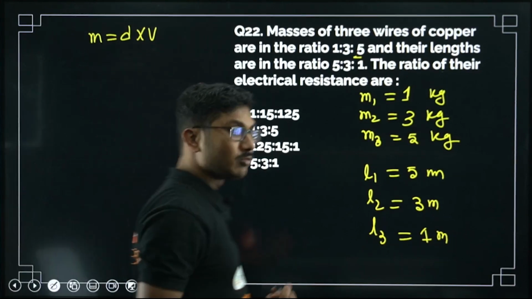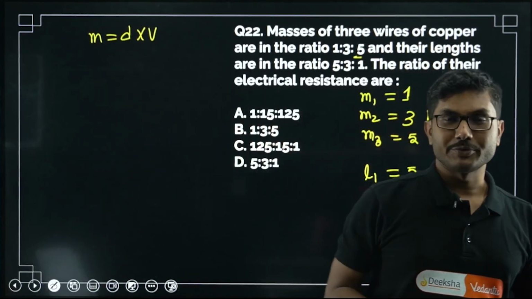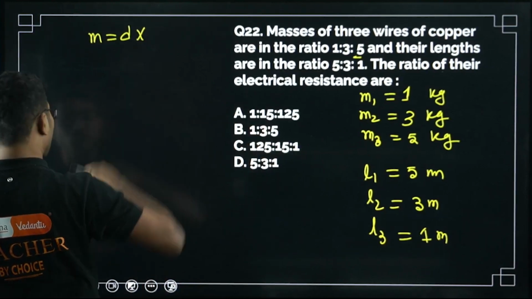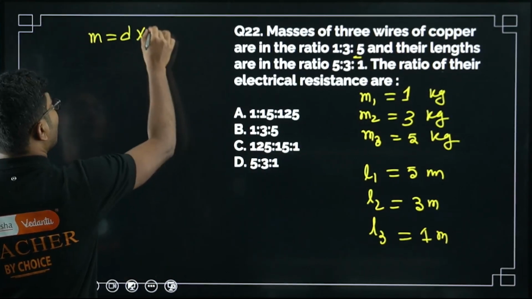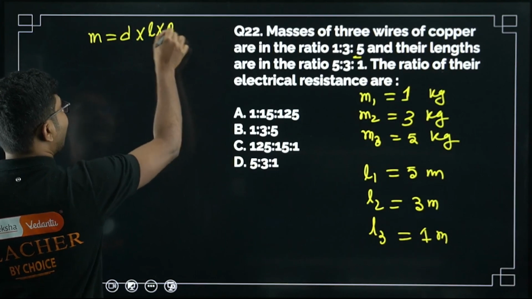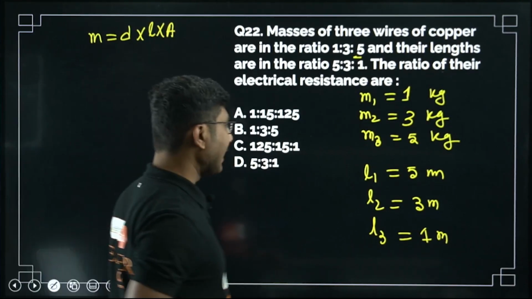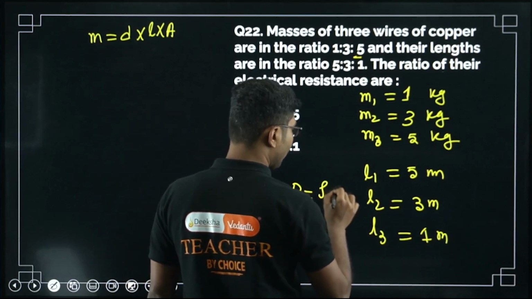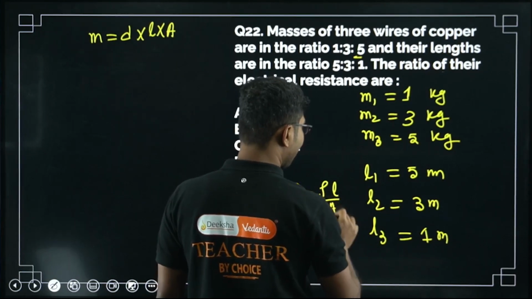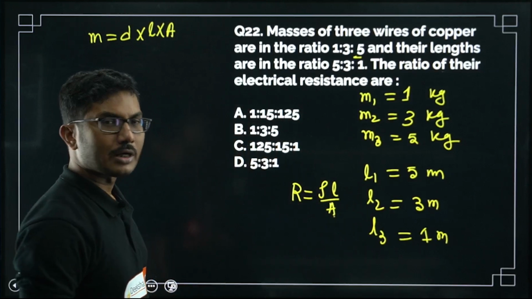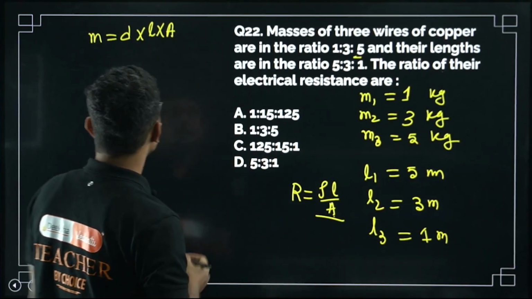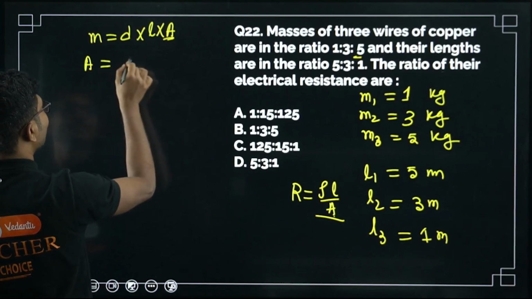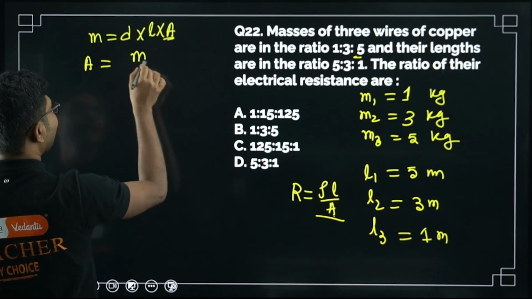Now what is the volume of an object? We have solved this in our class as well. Volume is length into area. And the formula that we know for resistance is basically rho L by A. L is given, but what about the area? Area is not given, so we have to calculate the area. To calculate the area, we have to use this. So area is equal to M by density.